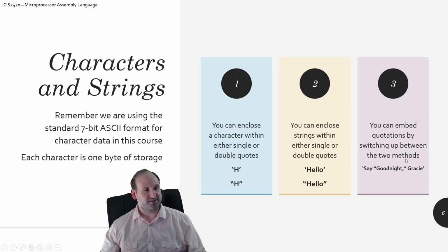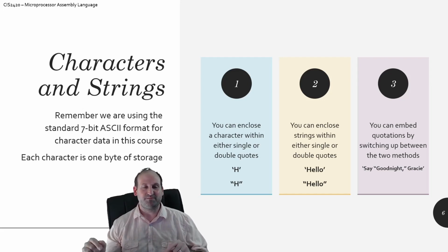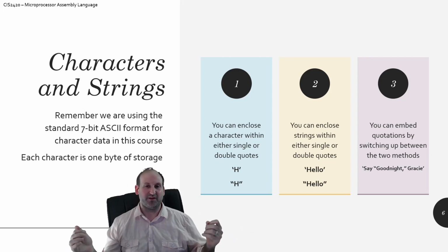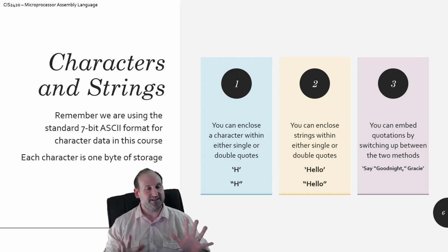Okay, so characters and strings. When we're dealing with strings, if you know Python, you kind of know how this goes. You can use single quotes or double quotes as long as you're consistent, and you can embed single or double quotes inside of the other, just like this, say good night, Gracie, that you can put a double quote inside of a single quote. Python allows you the same stuff. C++ and Java are a lot more strict when it comes to that.